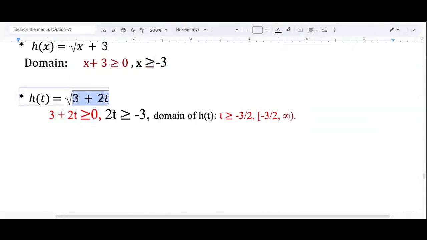We take 3 plus 2t greater than or equal to 0. Then we try to solve this. That's 2t greater than or equal to -3. That means t has to be greater than or equal to -3/2. Or we use interval notation. The solution set starts with -3/2, goes up to infinity.